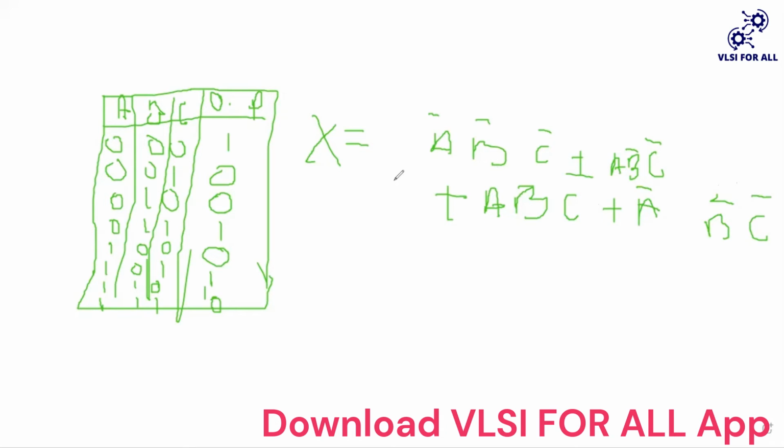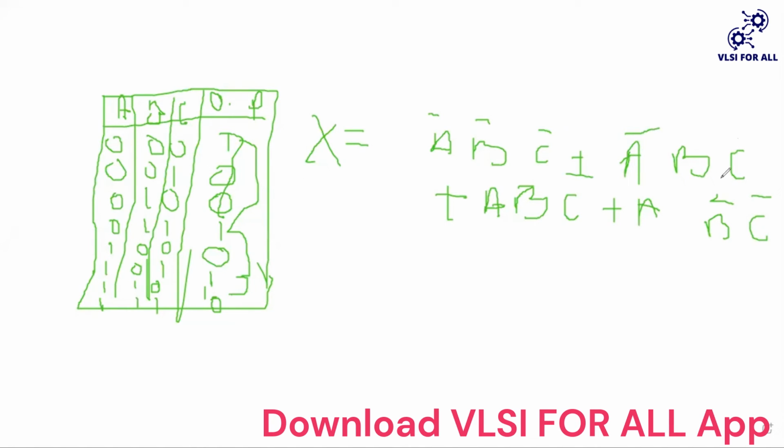Any doubt in this equation? Anyone have doubt in the output? These 4 have output 1. So here the output is 1. We take A bar, B bar, C bar to make it 1 because here the input is 0, 0, 0. Similarly here we have 0, 1, 1. The output is 1. We will make it A bar, B, C.